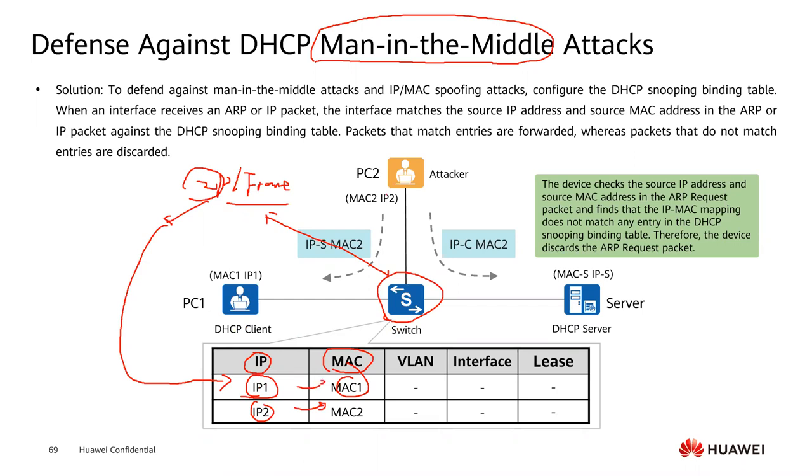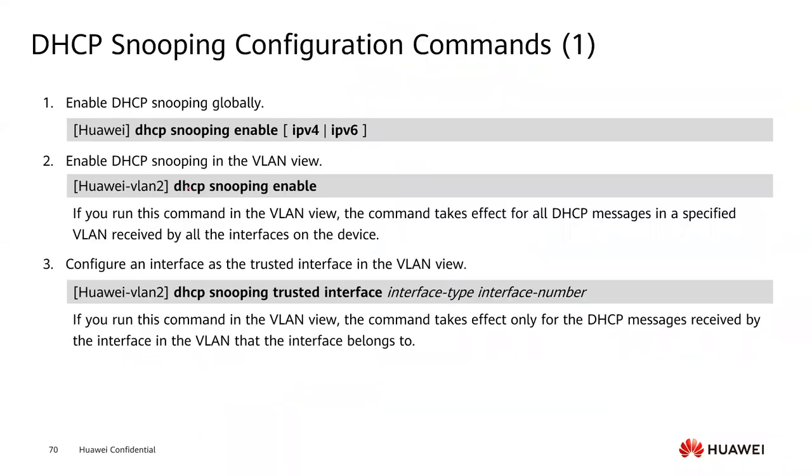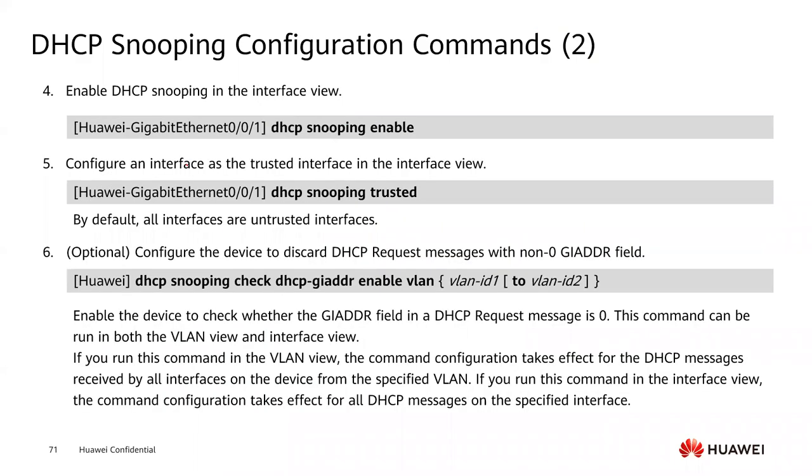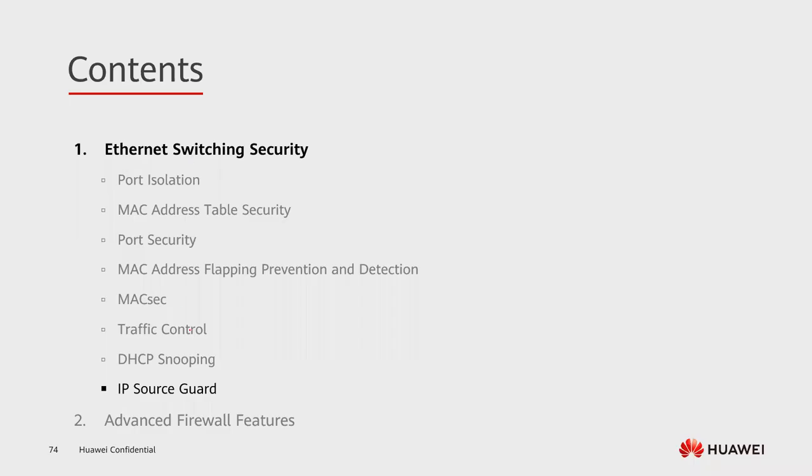But what is the checking mechanism? It is not DHCP. So what is this? I will introduce it in the next chapter, which is IP source guard.